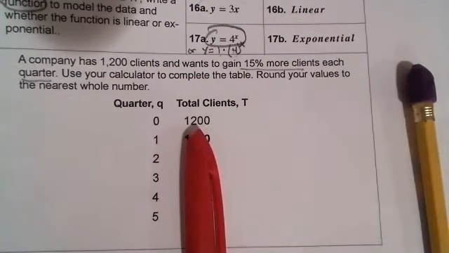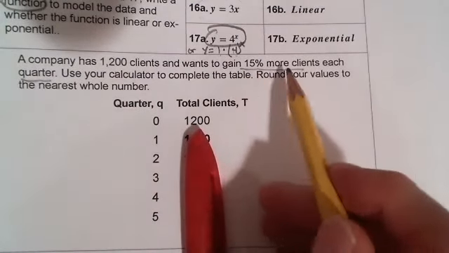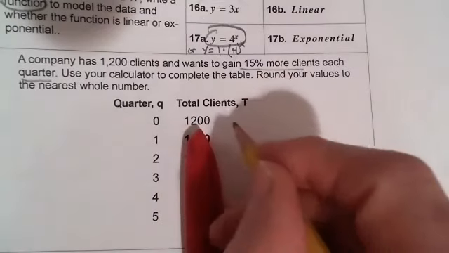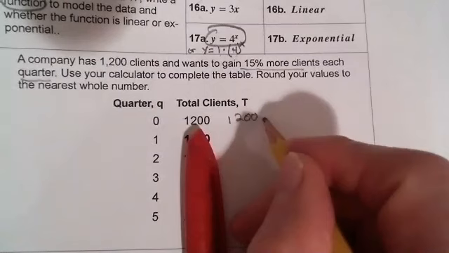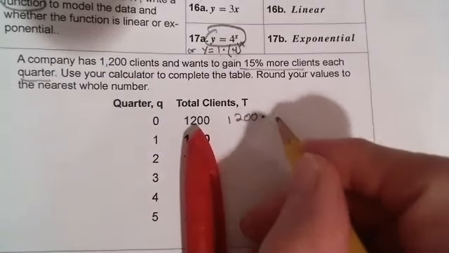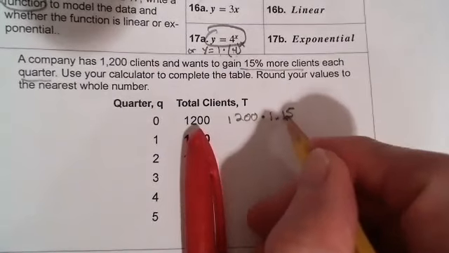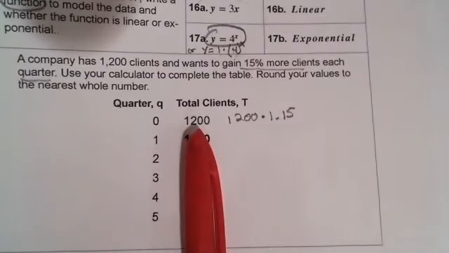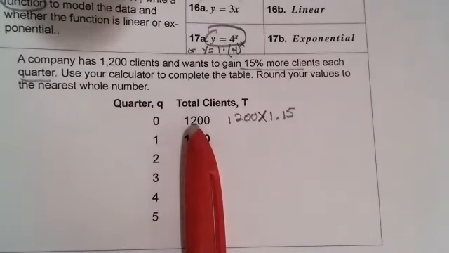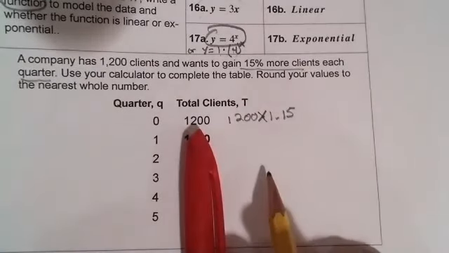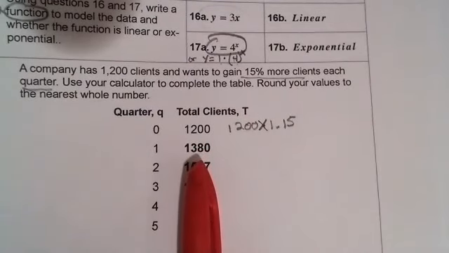Well, it's 15% more. Here's the fast way to do it: 1,200 times 1.15, that's 115%. If I take 1,200 times 1.15, that will give me this answer right here, 1,380.